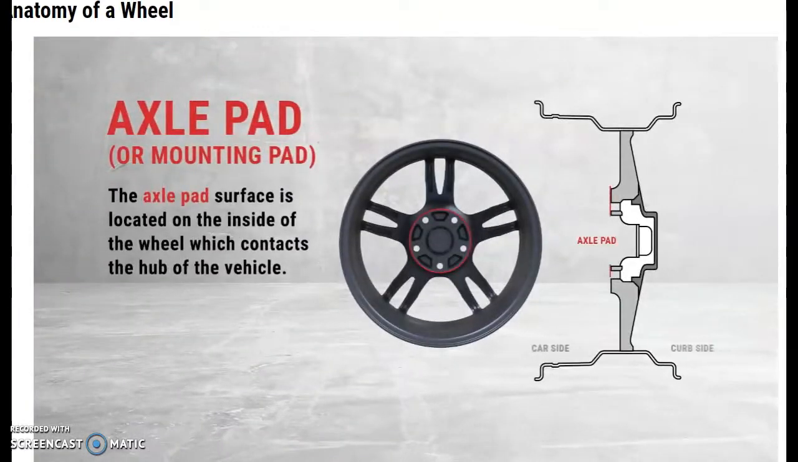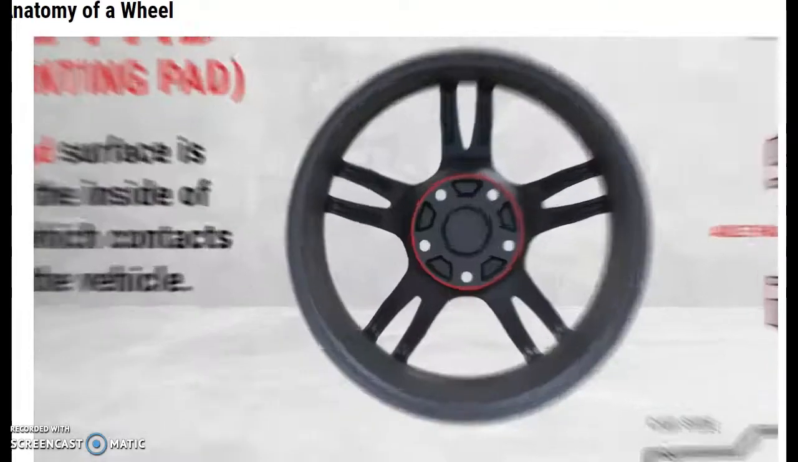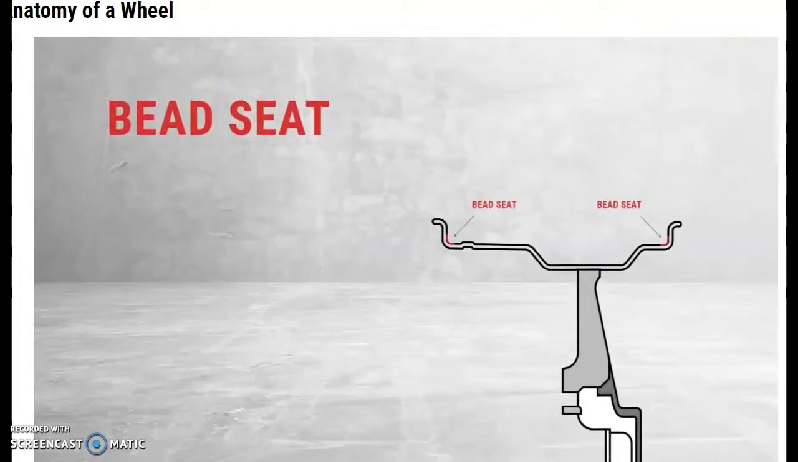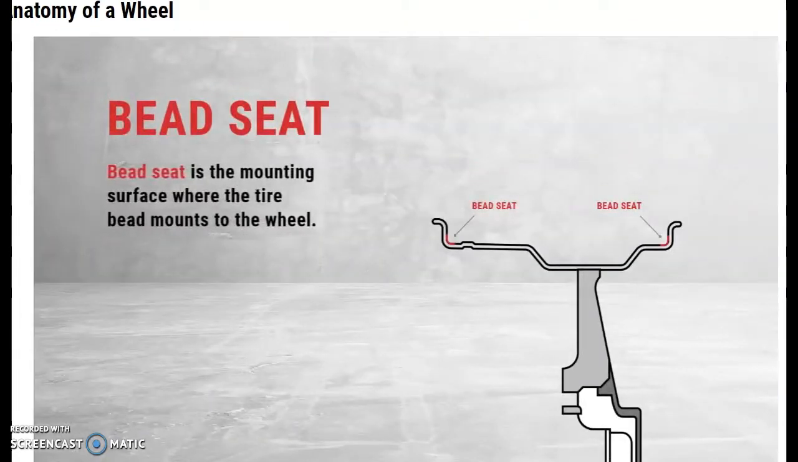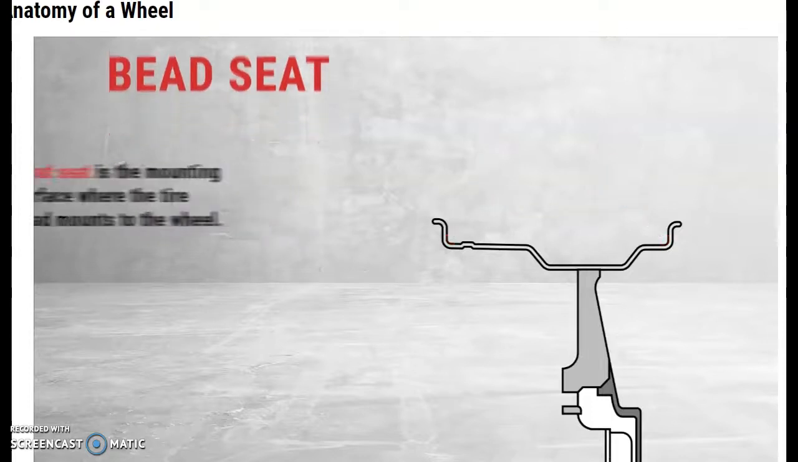The lug drill holes are drilled into the axle pad. The axle, or mounting pad surface, is located on the inside of the wheel, which contacts the hub of the vehicle. The portion of the wheel that makes contact with the tire is the bead seat. This is where the tire bead, once mounted on the wheel, will come to rest against, creating an airtight seal between the tire and the wheel.